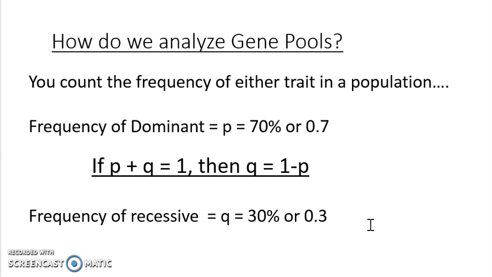Think about Mendel's experiment, purple versus white flowers. You could take a whole field of them and count the number of them and say, hey, look, 70% of the flowers that I counted have that dominant trait right there. And if you know that 70% of them have it and you're looking at a field, that's your 100%. So we could just manipulate this P plus Q equals 1 and figure out Q, or you could actually count those. And look, 70% of them are dominant, 30% of them are recessive.